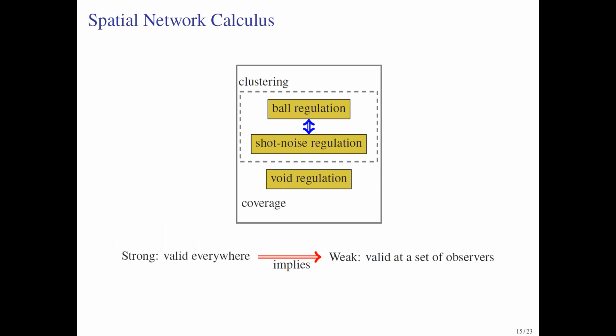So I introduced two classes of regulation, the first class being ball regulation and shot noise regulation. The target of this regulation is to control the clustering of points in the network in order to control interference. And the second class is the void regulation, which aims to control coverage or signal power.